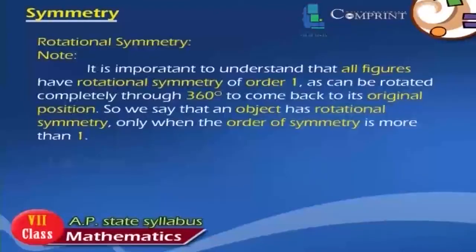Note: it is important to understand that all figures have rotational symmetry of order 1, as they can be rotated completely through 360 degrees to come back to their original position. So we say that an object has rotational symmetry only when the order of symmetry is more than 1.